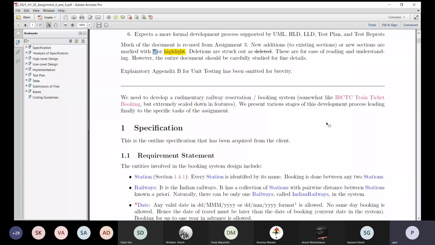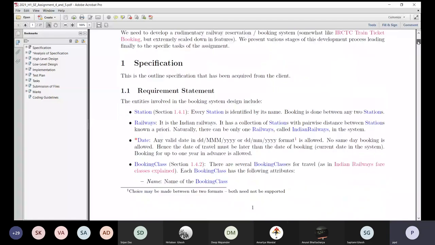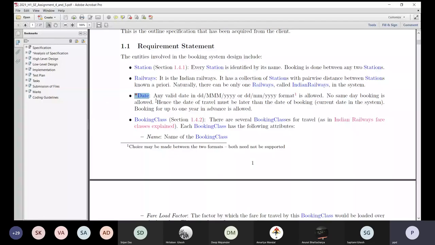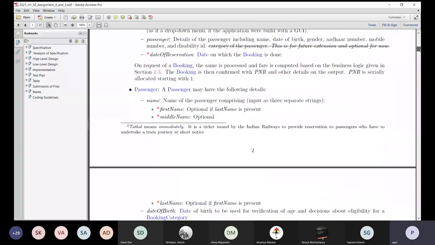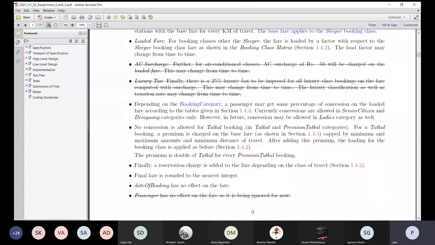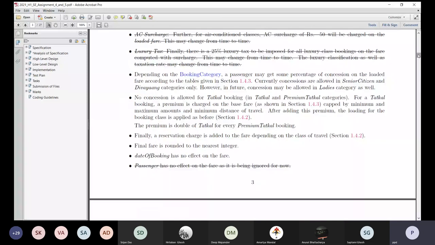So if you see here, for example, we have made changes to the way date has to be represented, marked here. We have incorporated a booking category, marked here, and so on. So several things are introduced new, and there are items which were there in assignment 3 but are not relevant in assignment 4; those are struck off, so you shouldn't get confused about what has happened. Strike off clearly tells you that this is not relevant.